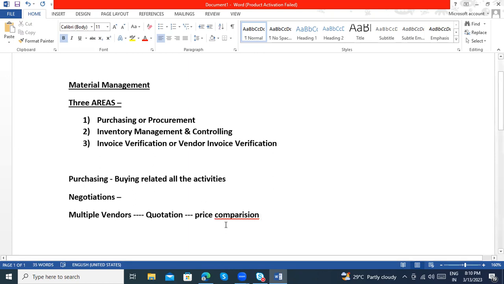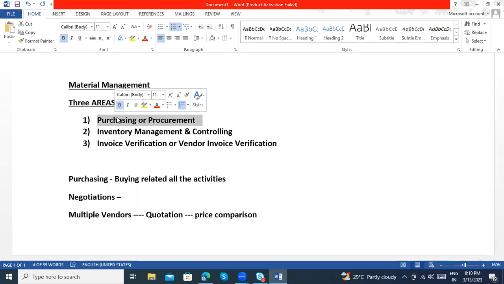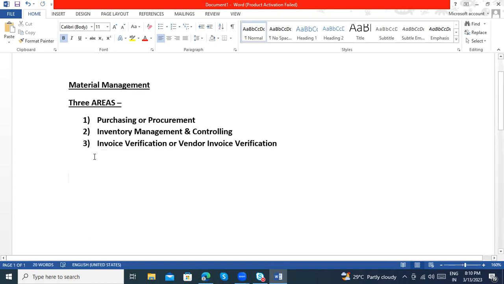So whatever activities are required before creating a purchase order will be covered in purchasing. It may be the agreements, or the negotiations, or the price fixing, or the terms and conditions and Incoterms discussions. Whatever it may be, it will all come under purchasing. Okay, so did you get that? What will be covered in purchasing? Yes, sir, got it.